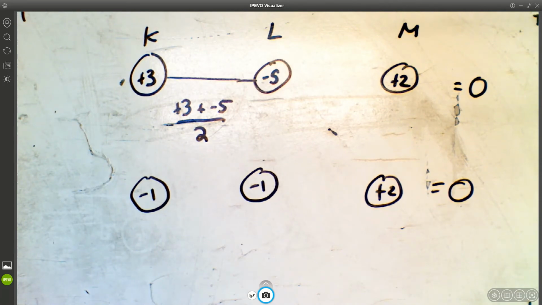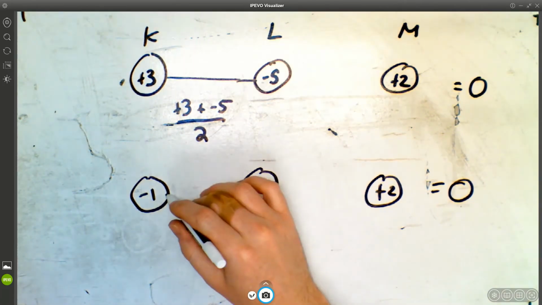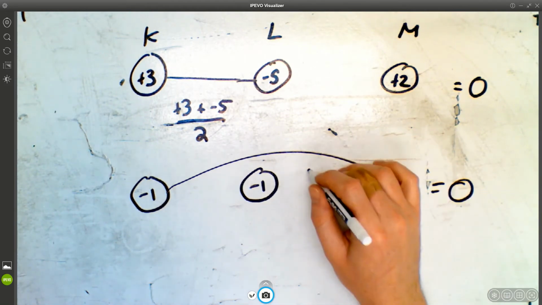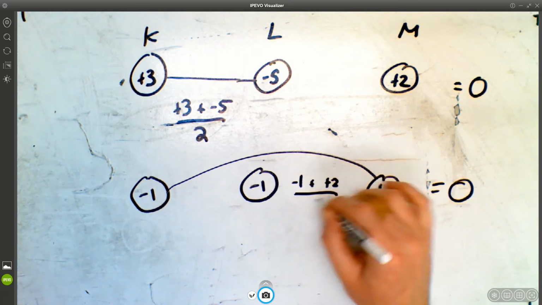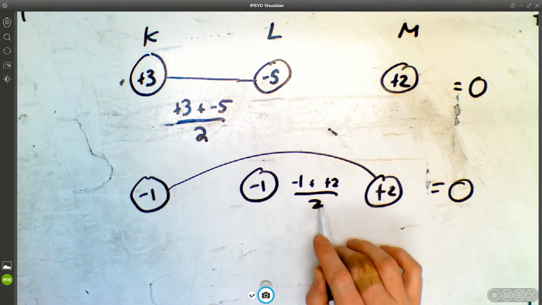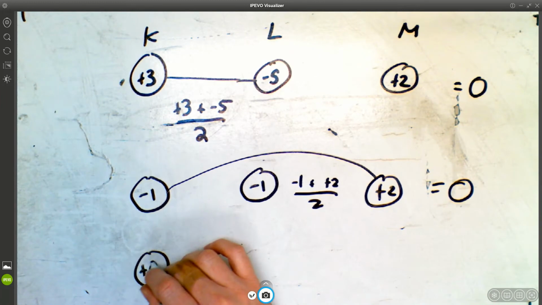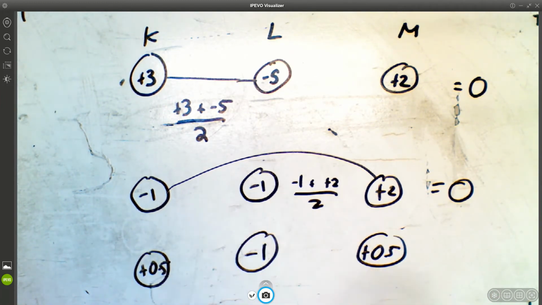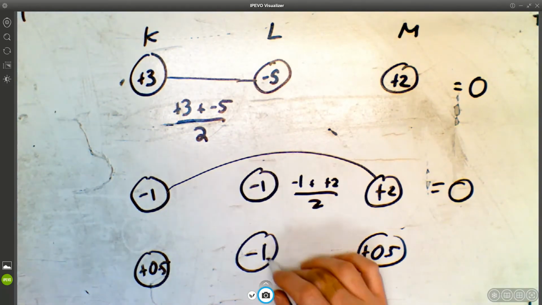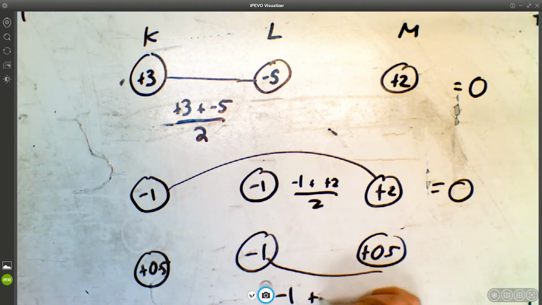And then the next step, K and M are touched together. So we're going to add -1 plus +2 divided by 2. So that's going to be +1 divided by 2, so +0.5. And this one stays the same. And then we do L and M together. So -1 plus 0.5 divided by 2. So that's -0.5 divided by 2.